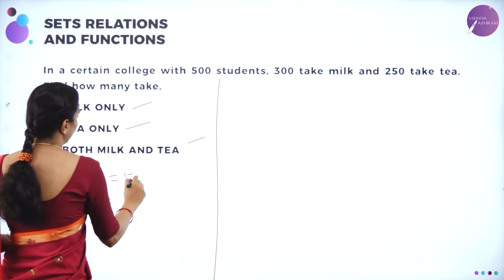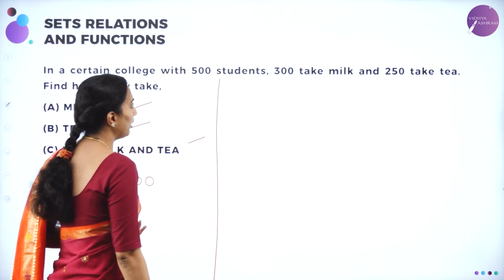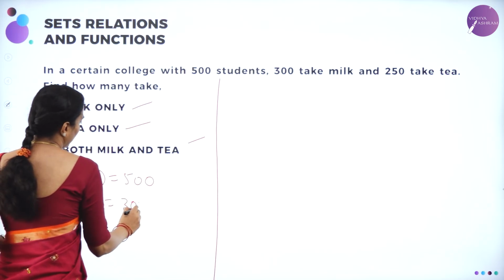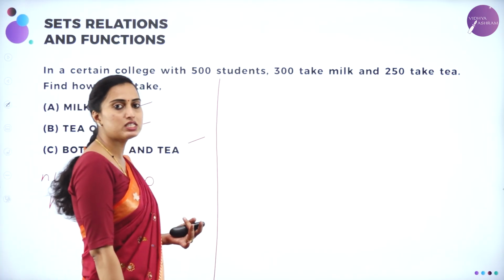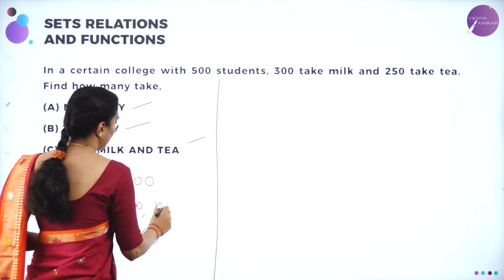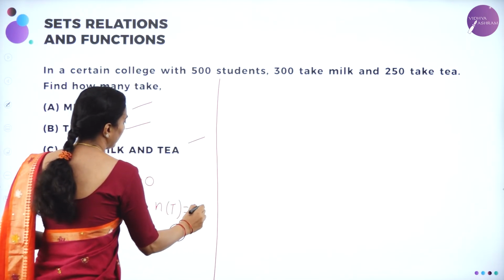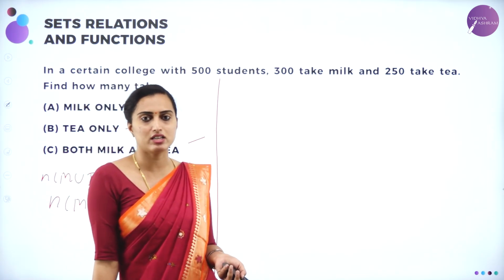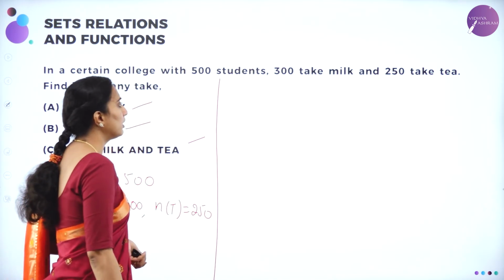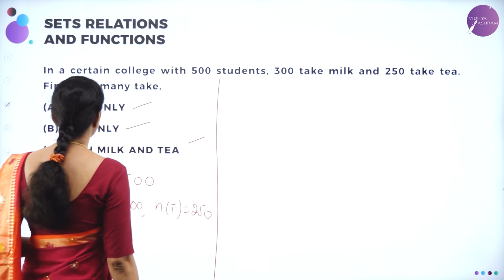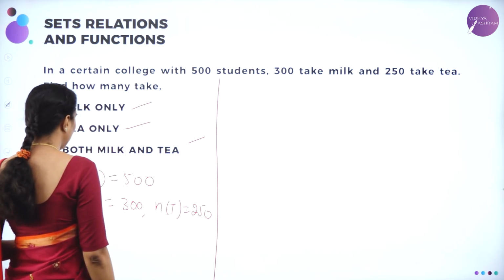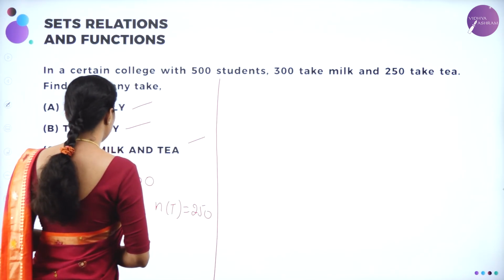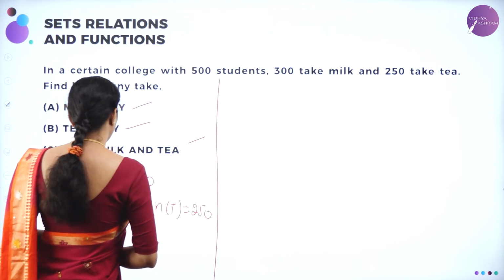They have given it here. How many? 500 students. So 300 take milk, 300 means N of M is equal to 300. Similarly, 250 take tea means N of T is equal to 250. So milk I am going to take as M, and tea I am going to take as T, the letter T itself. Okay. So here we have N of T is equal to 250. And what they have asked: only how many? N of M they have asked you to find out, and N of T, and both, M intersection T, they have asked you to find out, isn't it? Let me find out one by one.